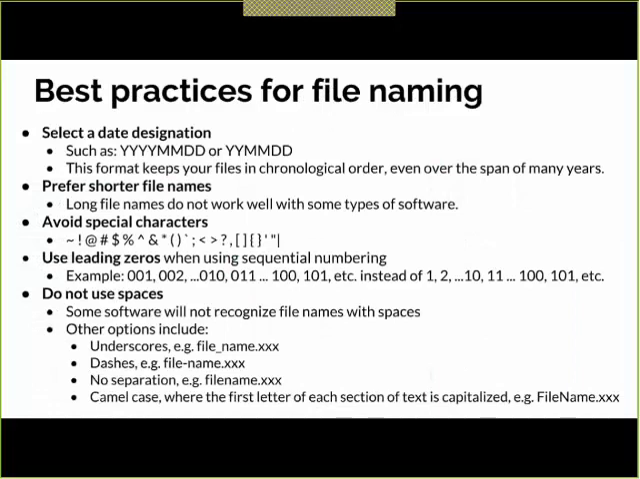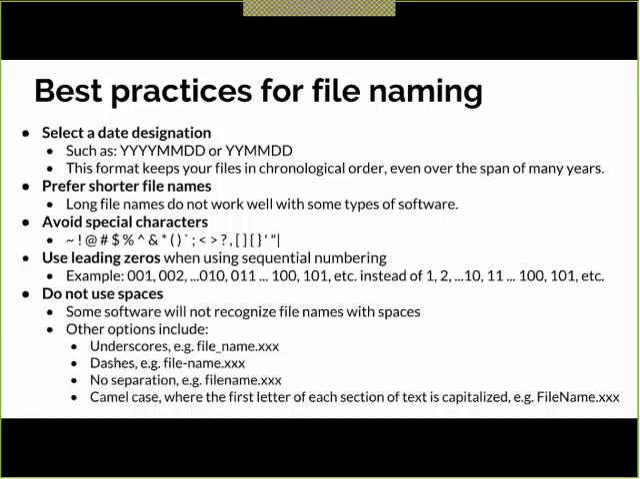So some best practices for file naming. Date designations can be really helpful, starting off with a date and whatever you choose, being consistent with that choice. Shorter file names are often better. Some things may be dictated by the system that you're using, and in that case, go with what your system is telling you if you don't have a choice.